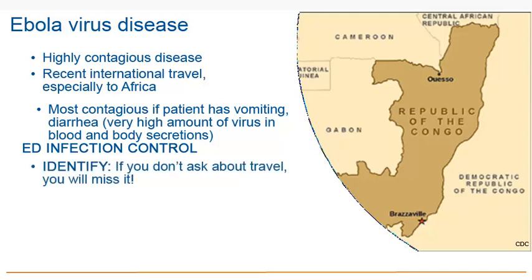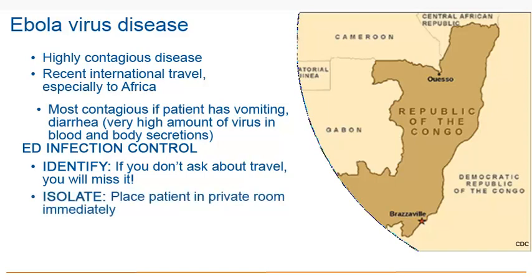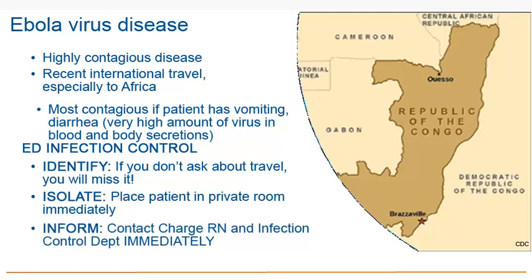First, to identify, you have to ask about travel. If you don't ask a travel history, you will miss it. Second, isolate the patient. Place the patient in a private room immediately. And finally, inform. With this disease, you want to contact your charge nurse and the infection control department immediately.